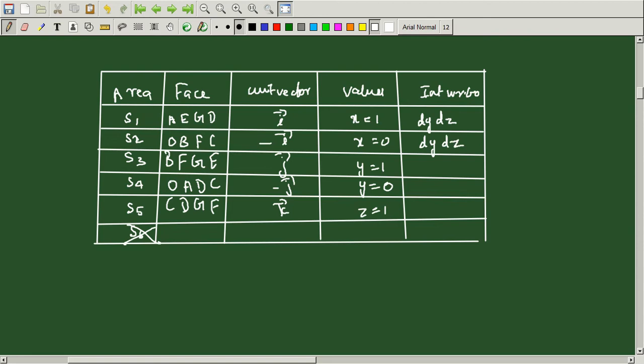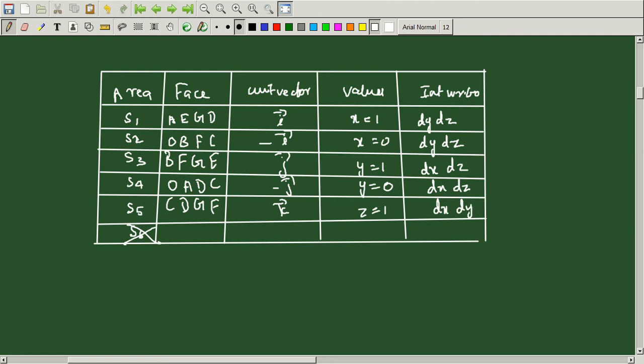The next thing, it is along the y-axis. So remove the y-axis and consider the remaining two, that is dx dz. So here also dx dz. And this one is the z-axis. Leave the z-axis and consider the remaining two, dx dy. So this is the integration.